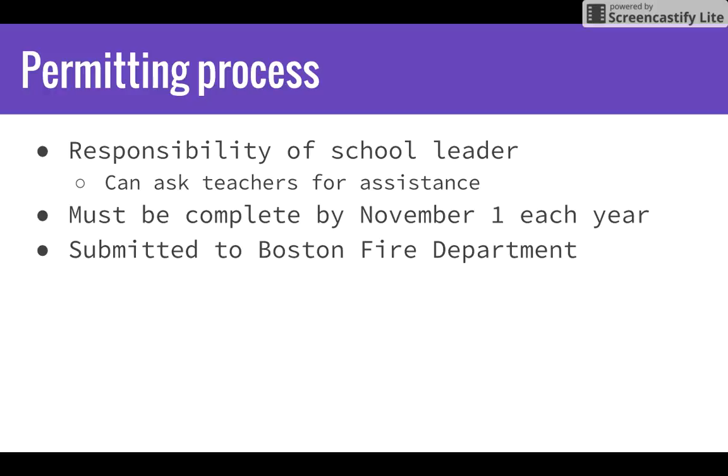For more information about the exact permitting process and how to complete all of this, there is a screencast that was created by Scott Blicky, and I will put the link to that screencast in the section below this video. You can also find it on the BPS Science weebly in the science safety section. So this permit needs to be completed by November 1st of each year, and it does take some time to accomplish, so allow yourself time, allow your teachers time to make sure that this important step happens.